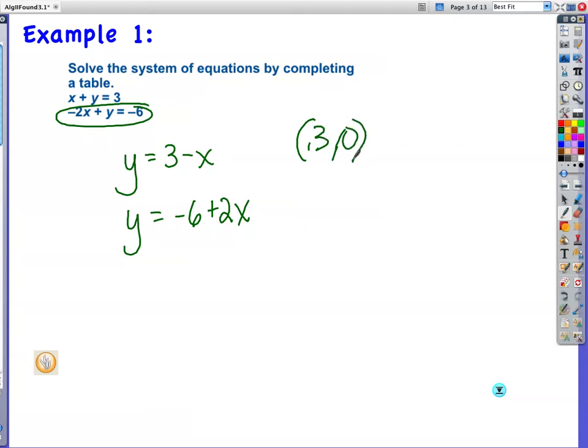Whoa, that's kind of funky. Let me try that one more time. 3, 0. Okay, what that means is if I put this x value in here, 3 minus 3 is 0. It works in this equation. And I go ahead and try 3 and put it in here. 3 times 2 is 6. 6 plus negative 6 is 0. So it works in this one as well. So this is one point that works in both equations. So it's called a solution to a system.